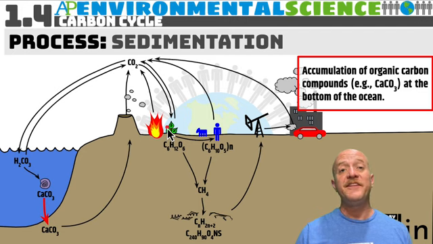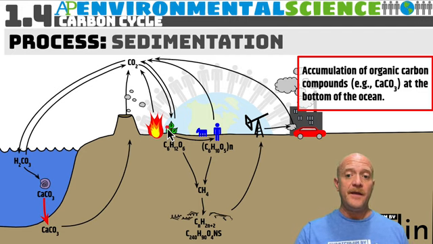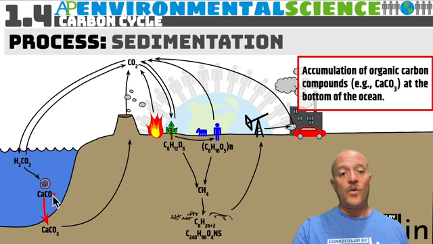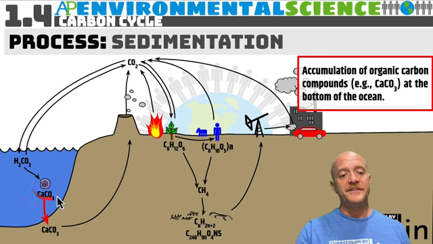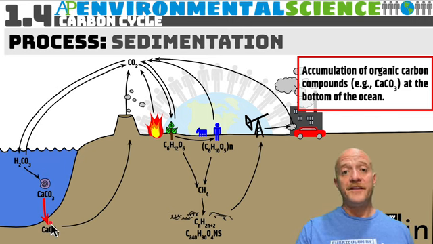Sedimentation is when you have the accumulation of organic carbon or inorganic carbon as well, like calcium carbonate, and it accumulates at the bottom of the ocean. So you have all of this material from the shells and the body tissues of organisms that ends up accumulating on the bottom of the ocean.